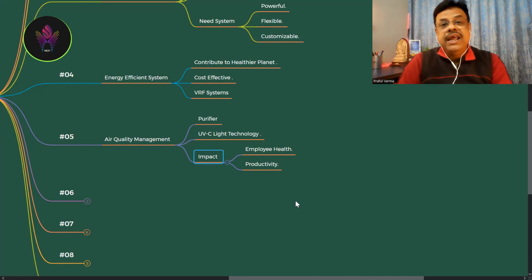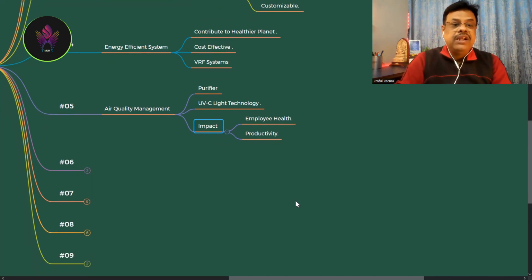If you are doing bigger area air conditioning where you have a huge number of people working in that space, you should consider air quality management very, very important and vital.